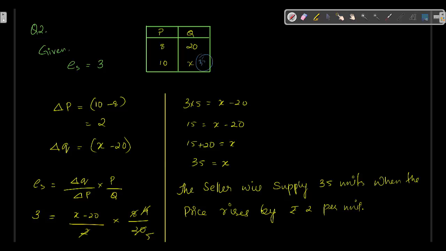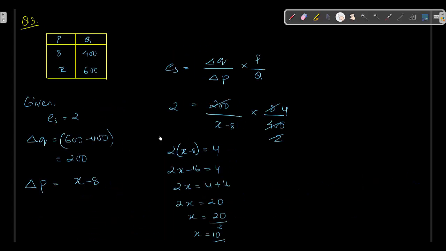Okay, so the seller will supply 35 units when the price rises by 2 per unit. So if the price rises by 2 rupees, the supply will be 35 units. So this is question number 2. Now let's move on to question number 3.